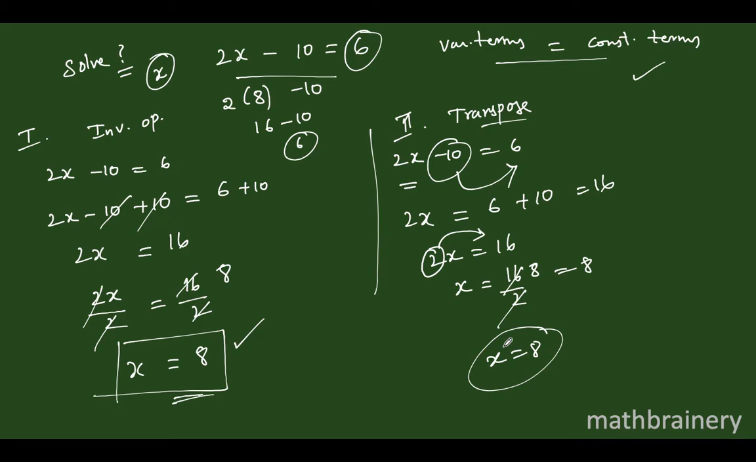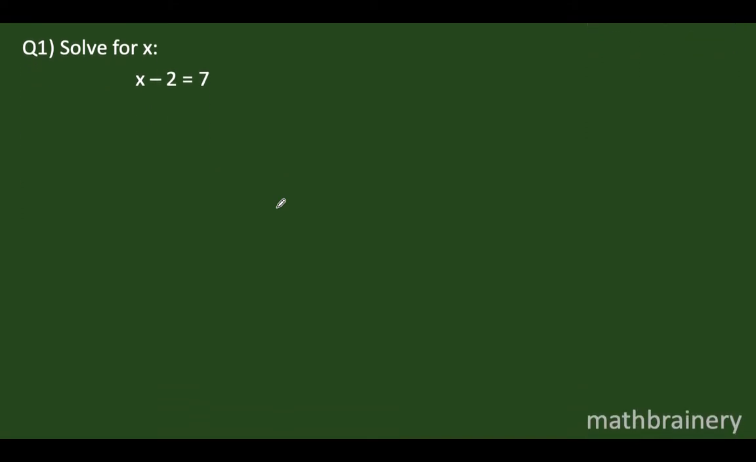You understand? So this method is called the method of transpose. You can solve a problem by either of these two methods. Let's look at some questions now. Solve for x: x minus 2 is equal to 7. Let me show you both the methods.